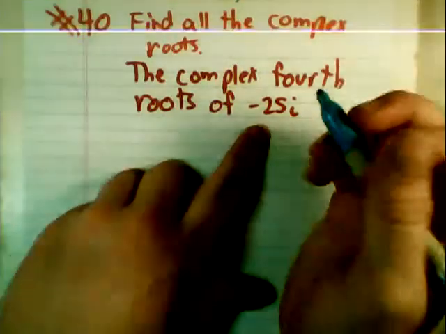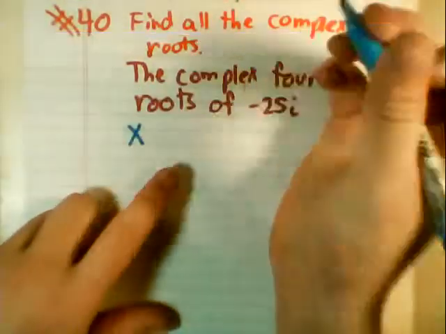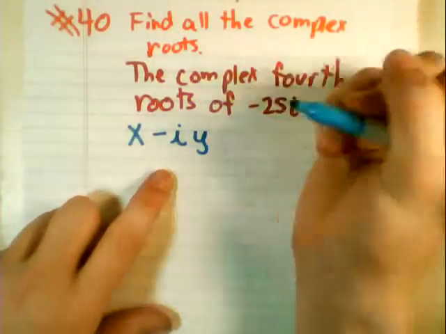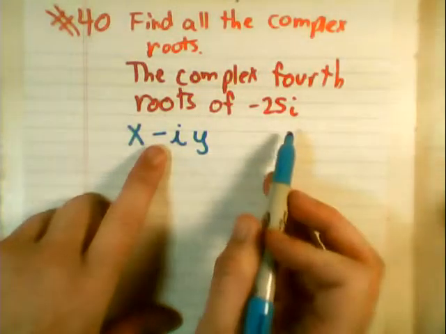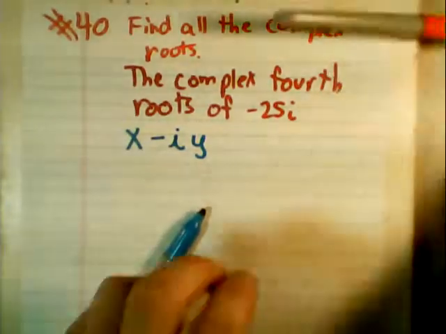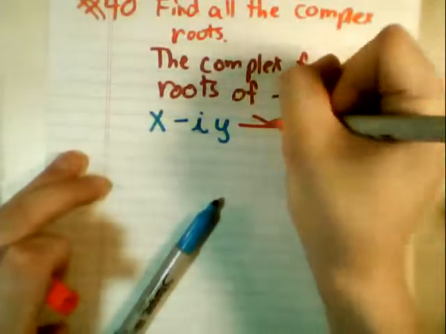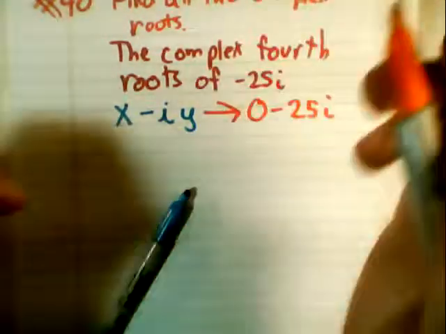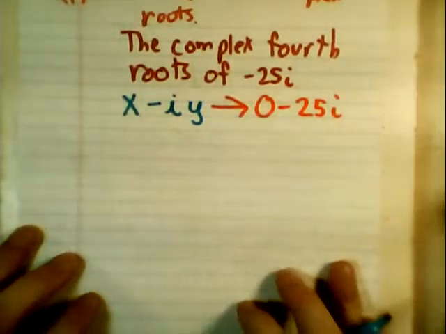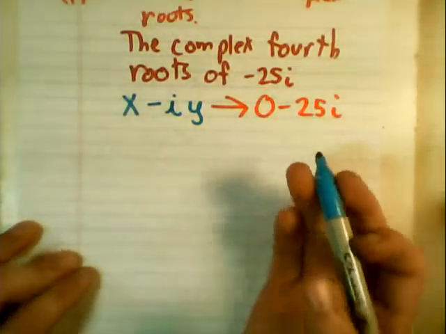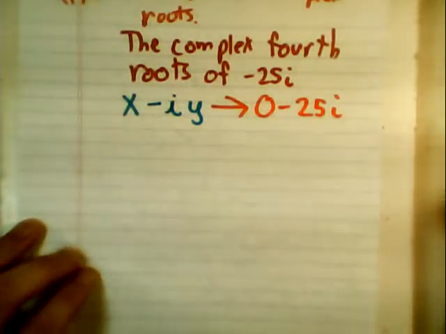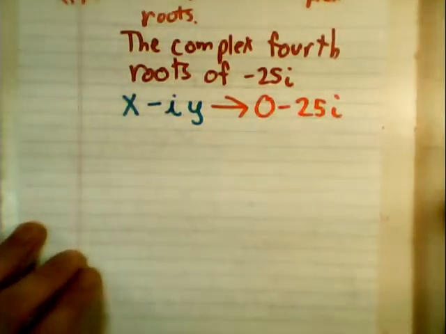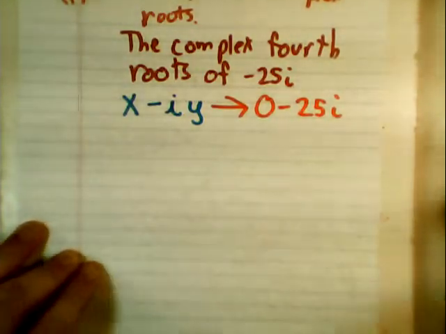So let's remember this notation. It's usually x minus iy, so i is always with the y. So in this case, we have 0 minus 25i. Okay, so knowing that, we now need to find our radius and angle, and after we find that, I will tell you why we found that.